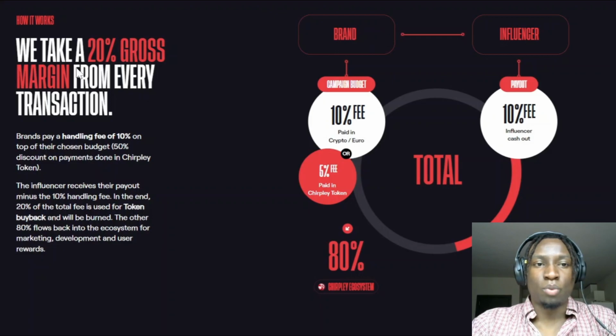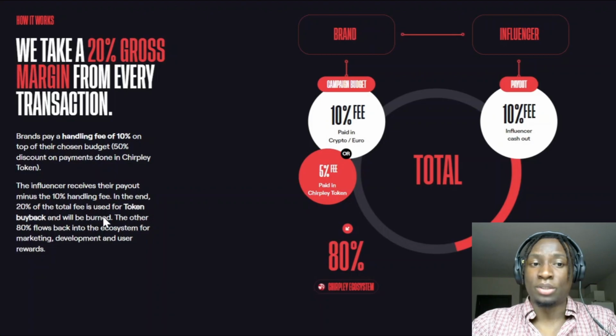So here goes, we take a 20% margin from every transaction, right? So brands pay a handling fee of 10% on top of their chosen budget of 50% discount on payments made in the Chirpley token. So if you are a brand that's watching this and you do decide to engage in this service, then you would be charged a 10% handling fee. But if you do buy the Chirpley token, then that would be cut down to 5%. And so the influencer receives the payout minus the 10% handling fee.